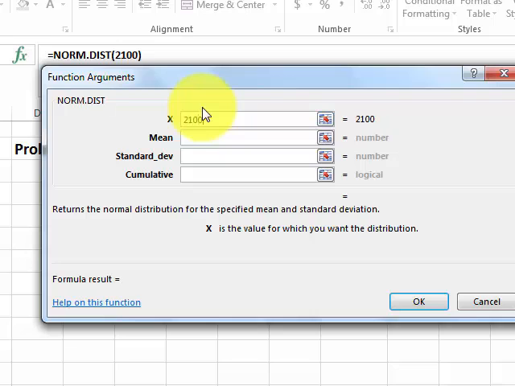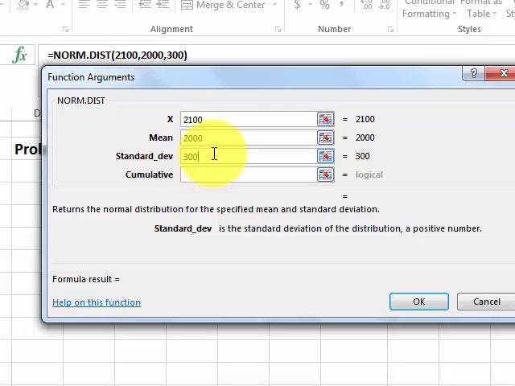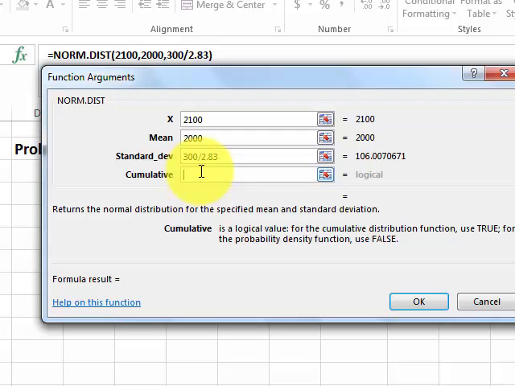This is the number you're testing, that's 2100. The mean is the population mean, that's 2,000. And the standard deviation was 300, divided by the square root of 8, which is 2.83. You could type that right in there. So the standard deviation is going to be 300 divided by 2.83. That's this whole sampling section: you divide the standard deviation by the square root of the sample size. And we want true. Remember, this number is going to be everything less than that.